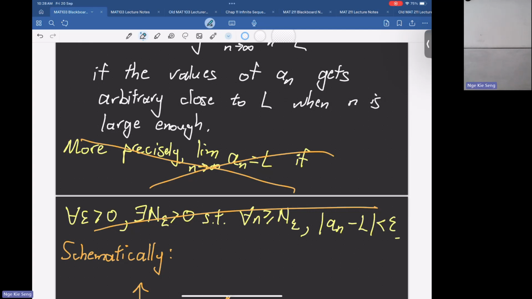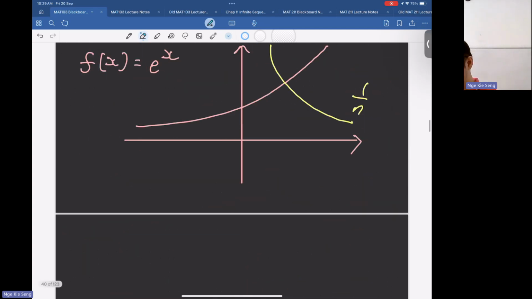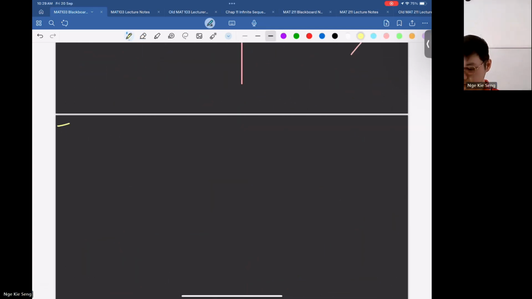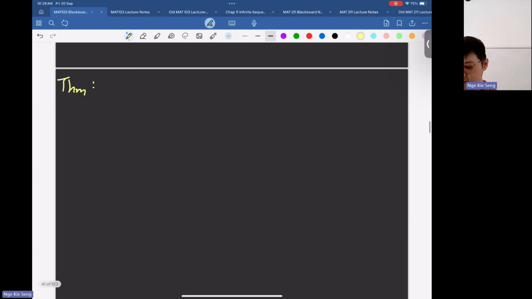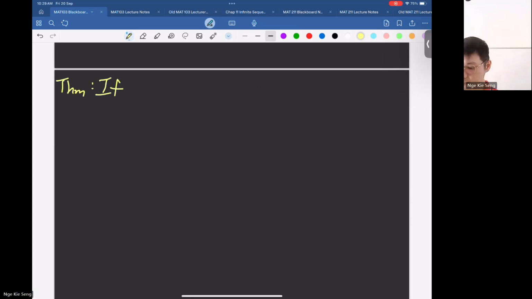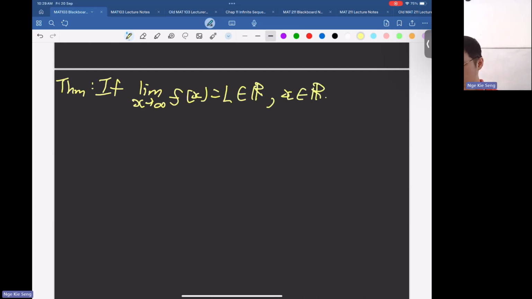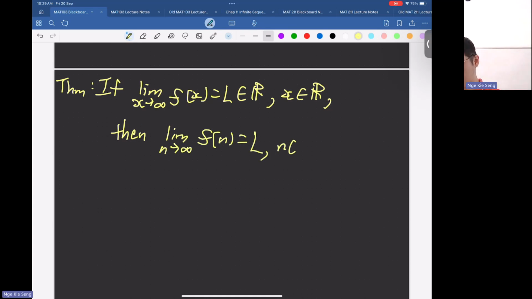Since the definition cannot be used anymore, it's like you cut off both my hands and legs. What to do? Okay, so I need to give you new hands and new legs. So here is the tool I introduce to you. Let's start with the first theorem we had in our class. If the limit of x to infinity of f(x) equals L, such that this L is in R, and x is in R, so our function is from R to R, then the limit of n to infinity of f(n) equals L for n in N.